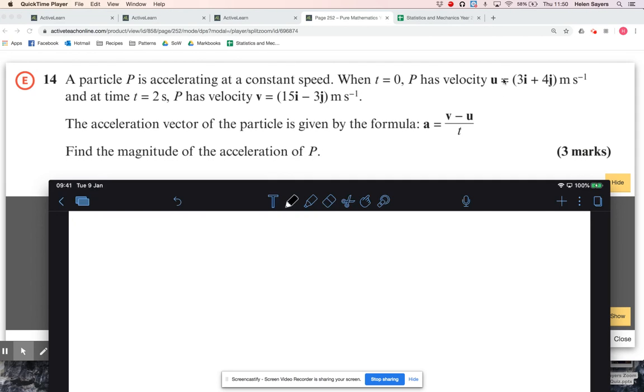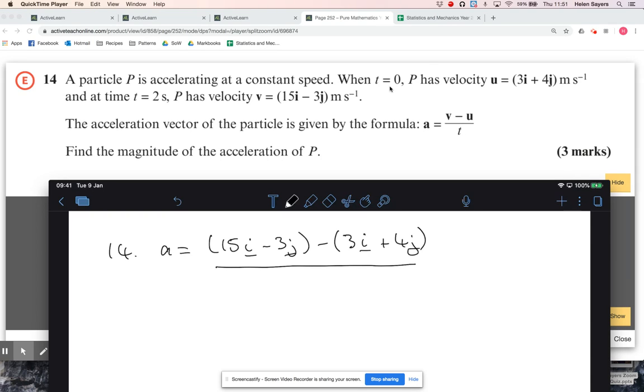Okay, so we've got its initial velocity, and we've got its velocity after 2 seconds, and then they even sort of tell us how you work out acceleration. So let's get on to that. Acceleration is v minus u over t. For us, v is 15i minus 3j, minus u, which they've told us is 3i plus 4j, all over t, and this happens between t is 0 and t is 2, so that's over 2 seconds.